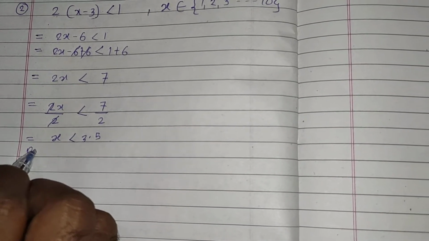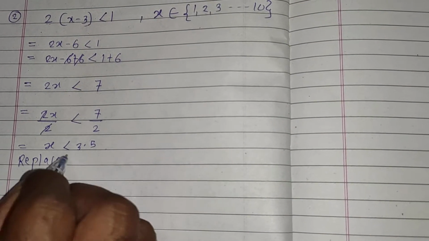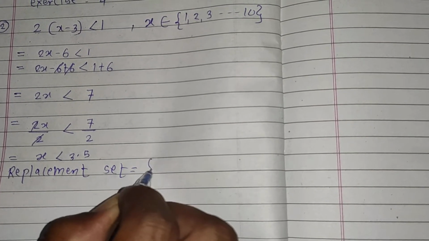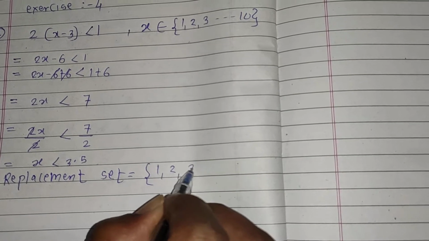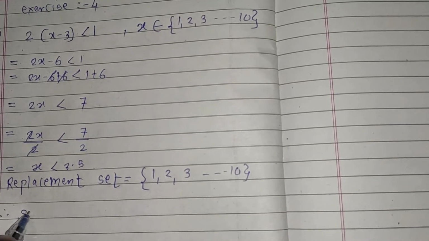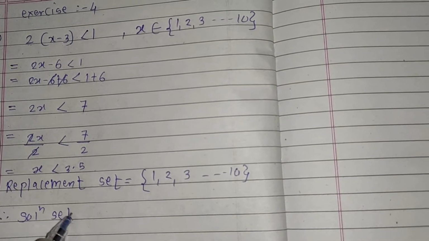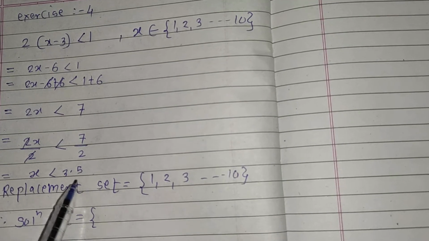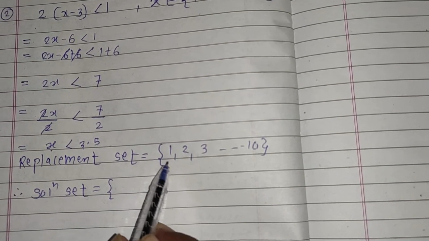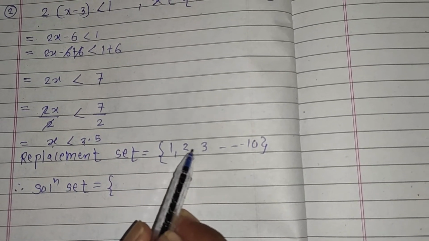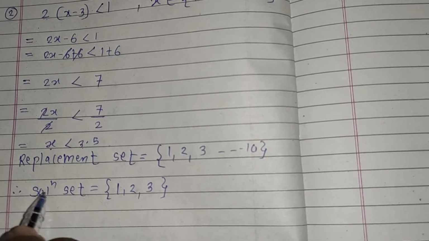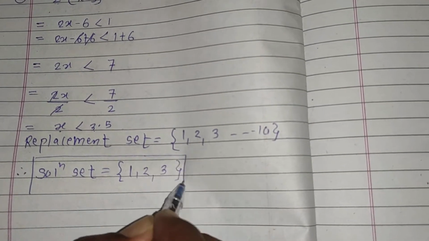We are having replacement set from 1 to 10, and therefore solution set is equal to, our required x is less than 3.5, that means we are having only solution set 1, 2 and 3. This is the solution of the first sum.